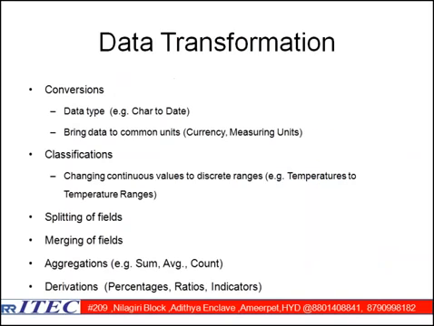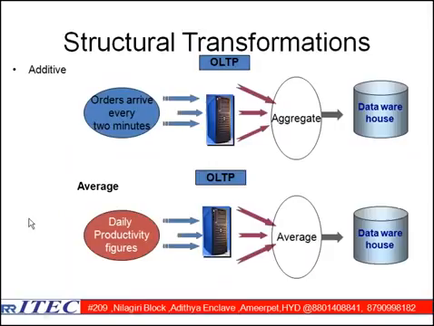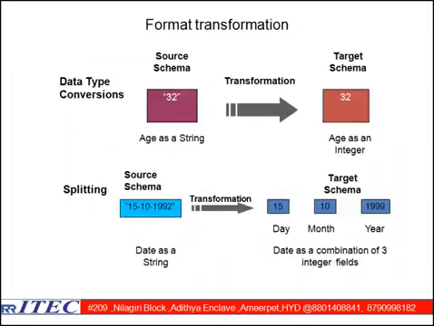If you see the next example, I have here orders arriving every 2 minutes. What am I trying to calculate? Aggregation. Daily productivity figures, and we are trying to take the average. Today I am able to develop, let us say, 2 programs. Tomorrow I develop 3 programs. Day after tomorrow I develop 4 programs. What is my average productivity? 2 plus 3 plus 4 divided by 3, right? That is the average.